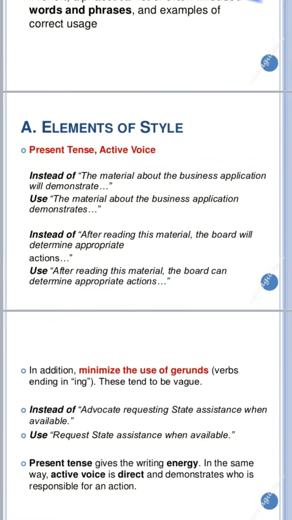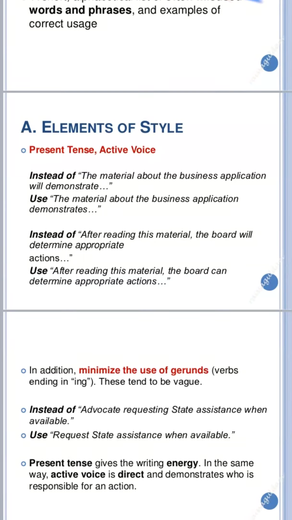The very first statement is: the material about the business application will demonstrate. Now in present tense, you have an idea, as I have taught you the tenses, that we never try to use will.